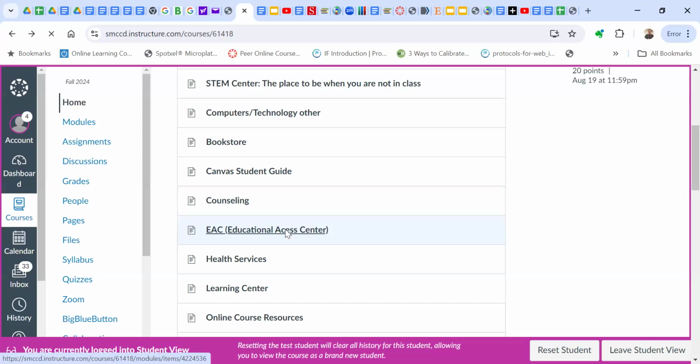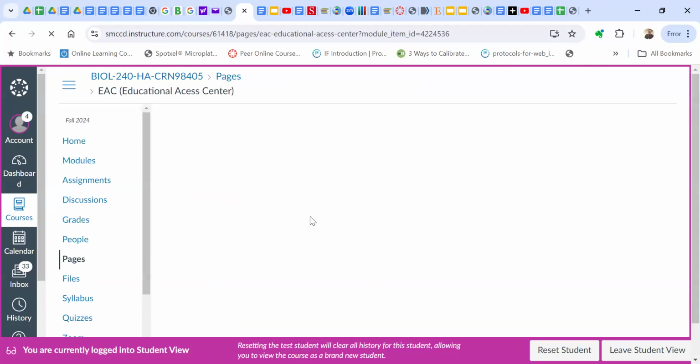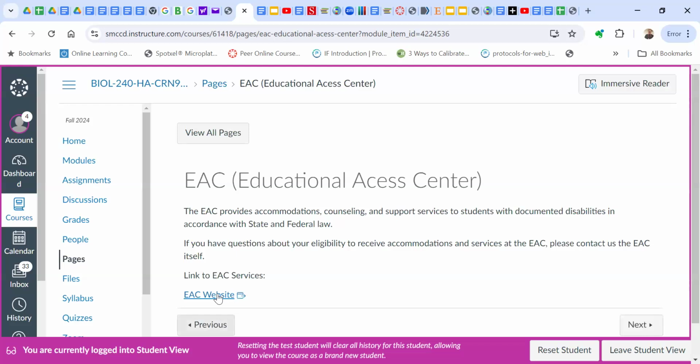We have the Educational Access Center. I have worked with them a lot in the past, and you could go on here and click on their website to see what they have.